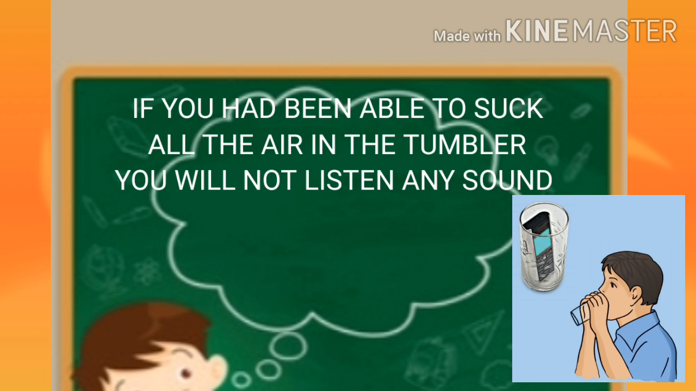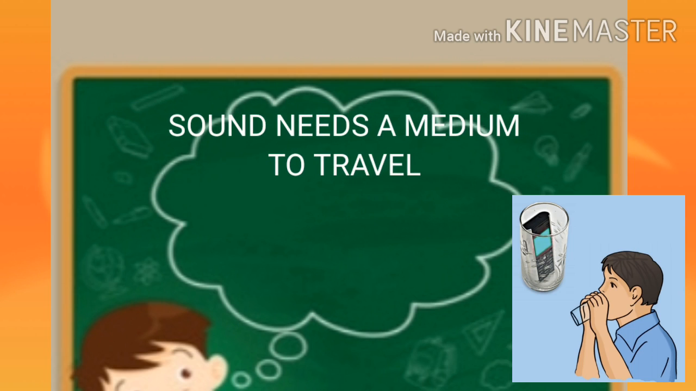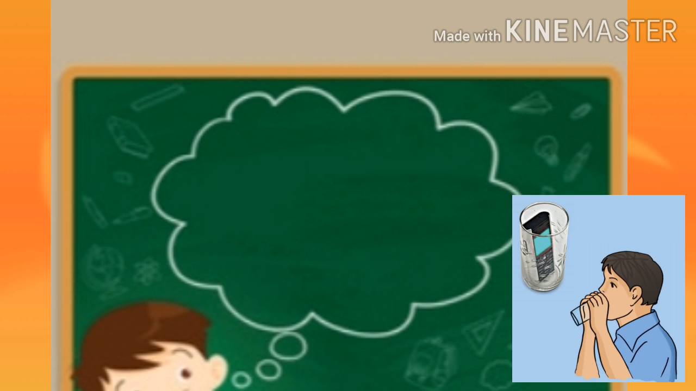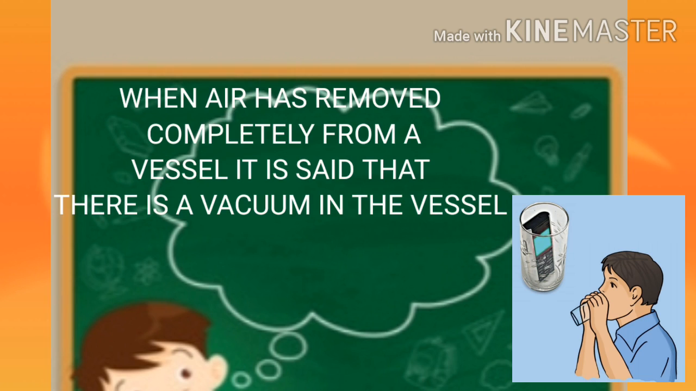Why? Actually, sound needs a medium to travel, right? Sound needs what? Sound needs a medium to travel. When air has been removed completely from a vessel, it is said that there is a vacuum in the vessel. So when we suck the air from the tumbler, if it is possible for us to suck all the air which is present in the vessel, then we are creating a vacuum medium. So the sound cannot travel through vacuum medium.